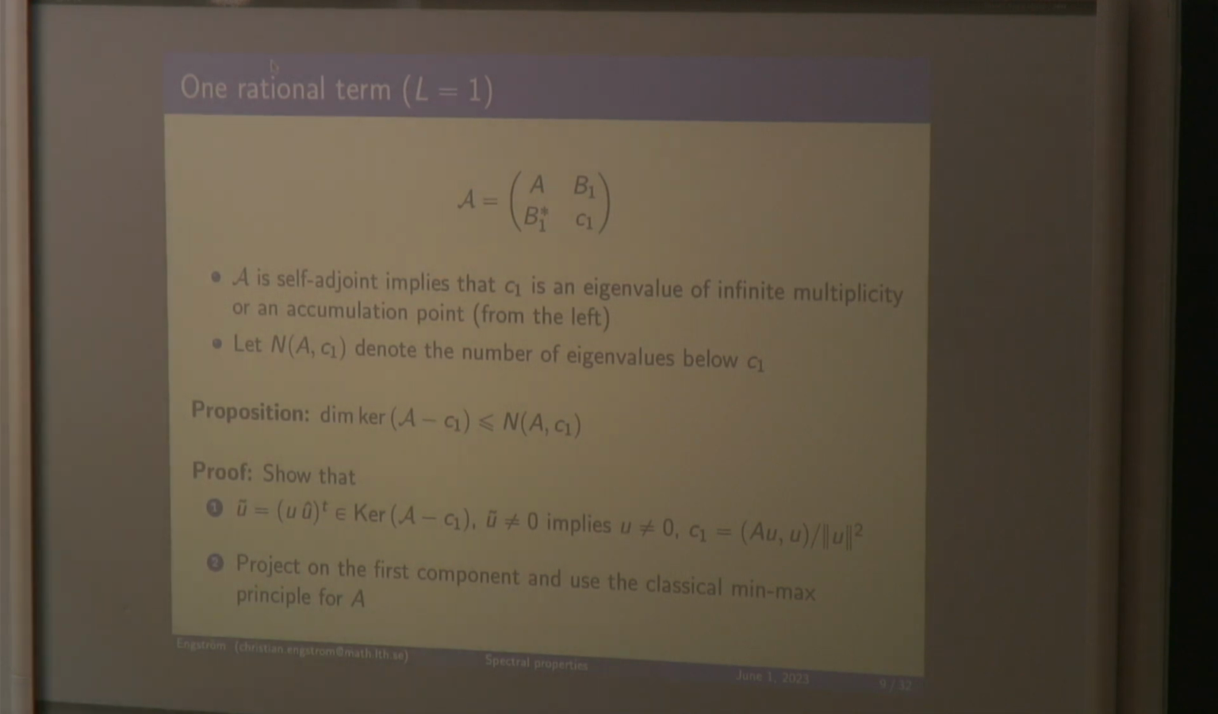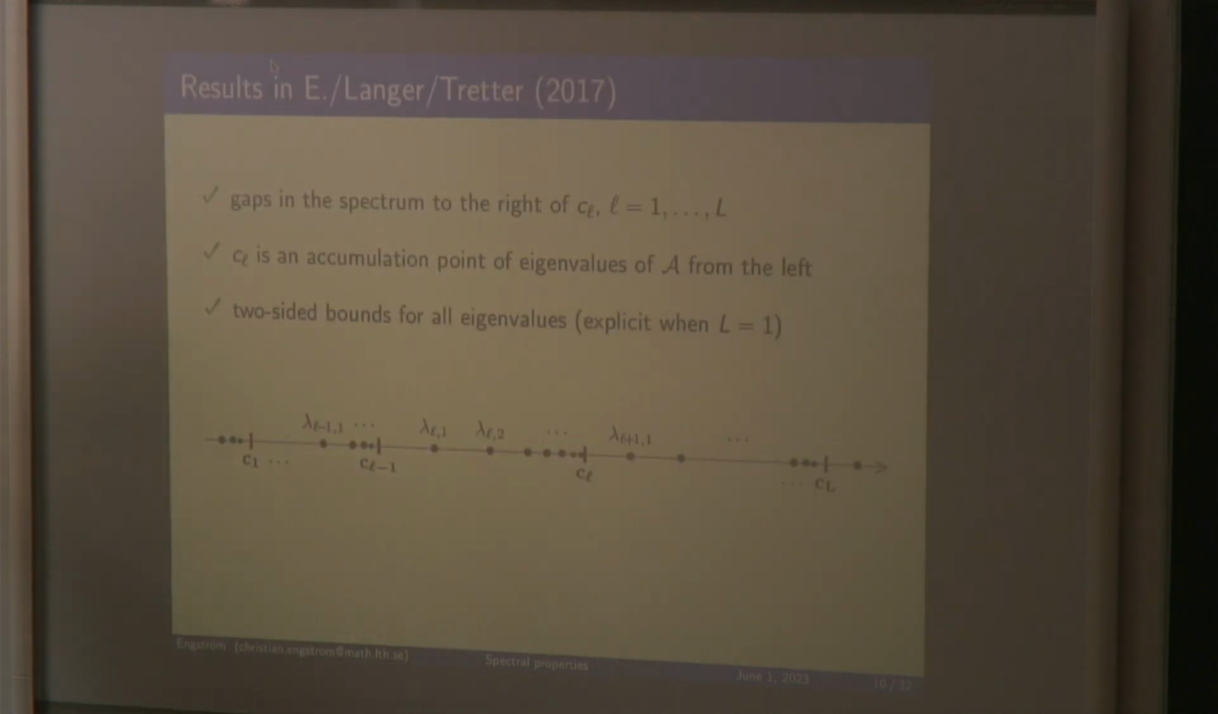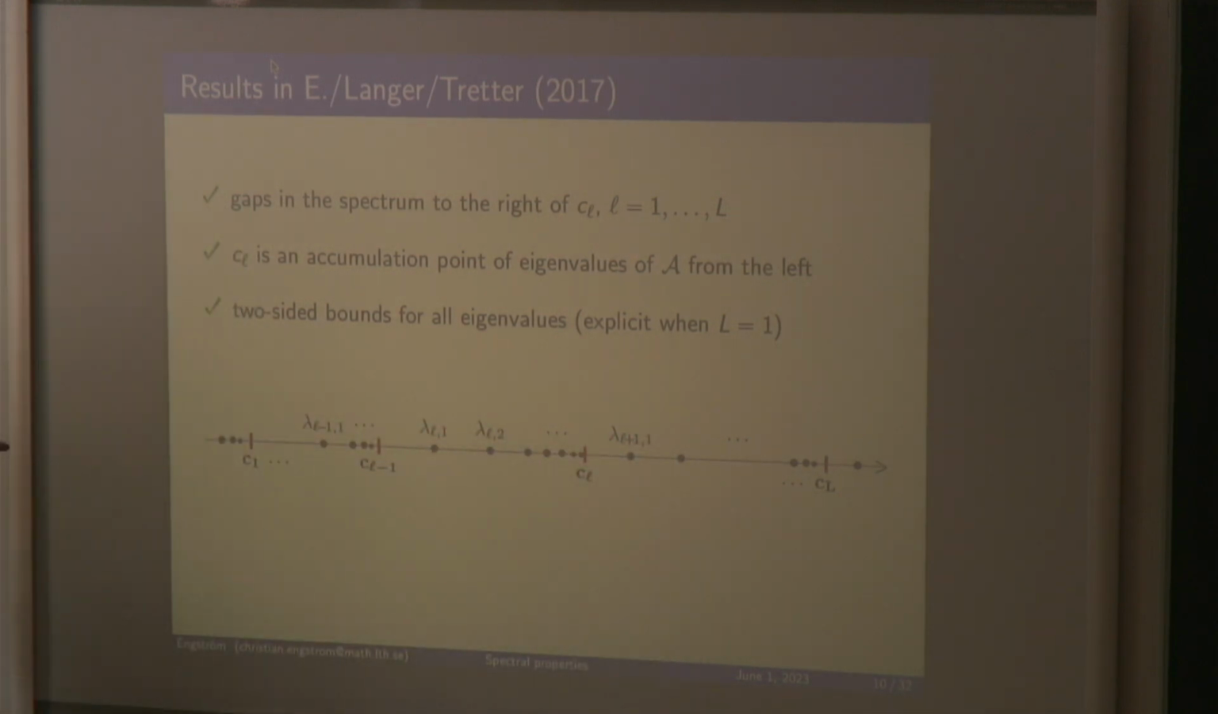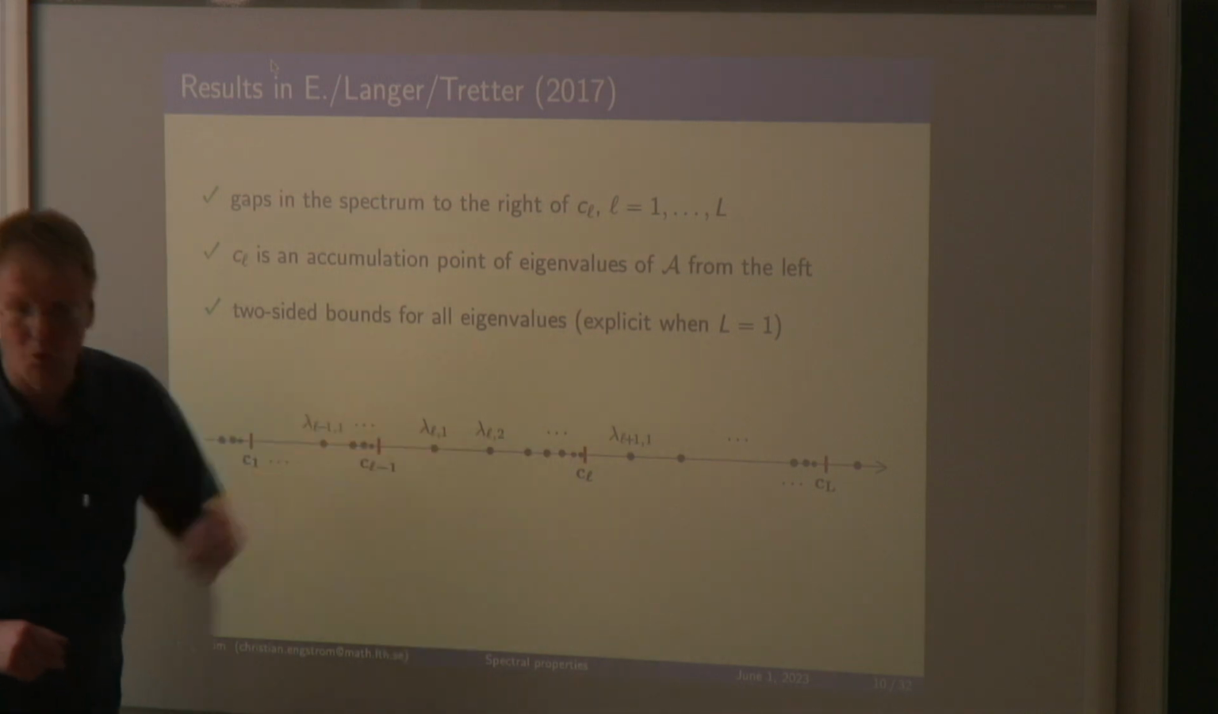I hope you can believe it's true. Okay, so now the main contribution of the paper was more what happens if we have many of these poles. And it turned out that exactly the same thing happens, kind of. So we will always have gaps above each of these poles. And if all spaces are infinite dimensional, of course, we will have accumulation of eigenvalues to all of the poles.